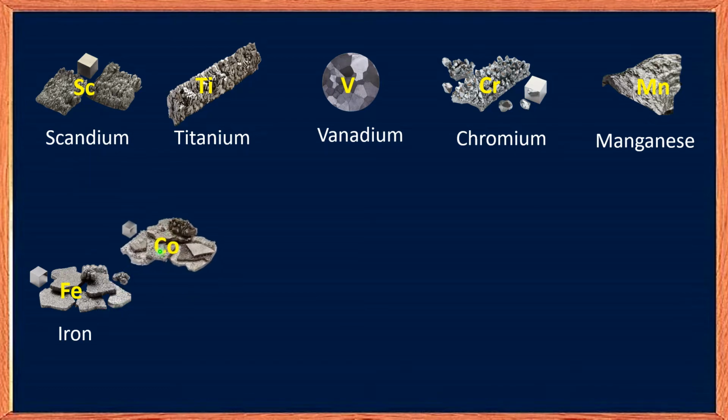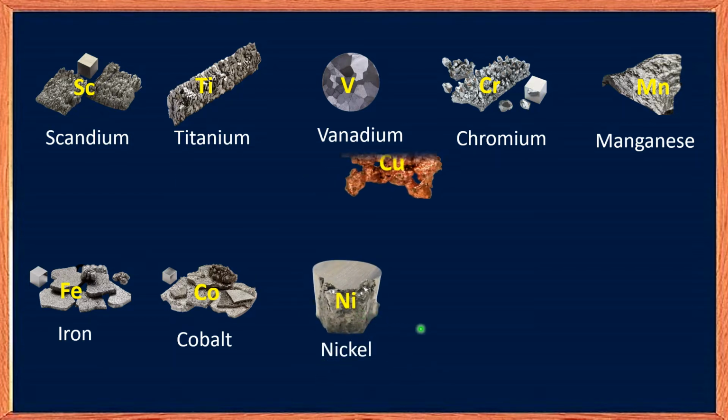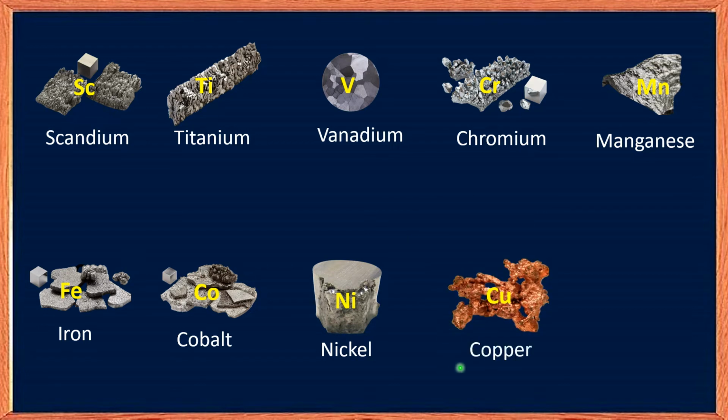Cobalt Co, nickel Ni, copper Cu. The Latin name of copper is cuprum. Its symbol was derived from its Latin name. And zinc Zn. So these are the 10 elements whose electronic configuration I am going to explain now.